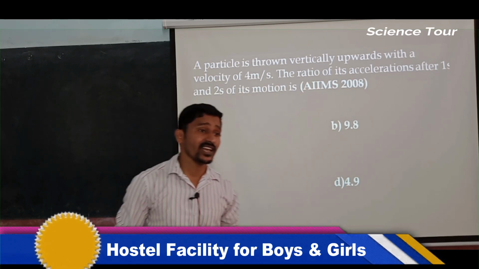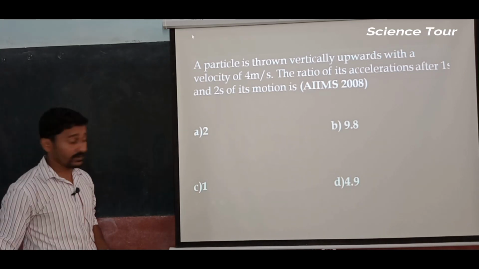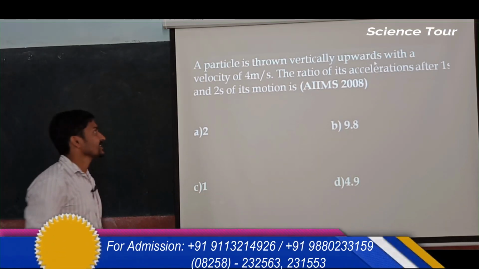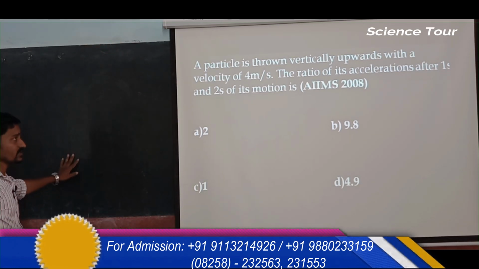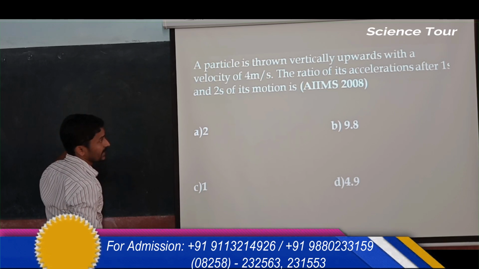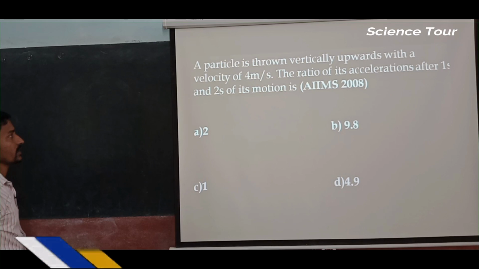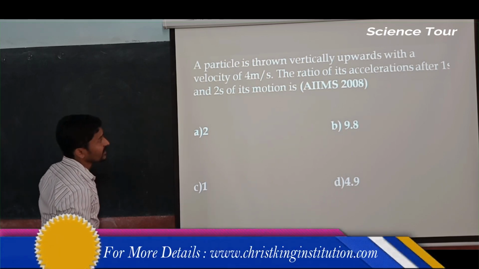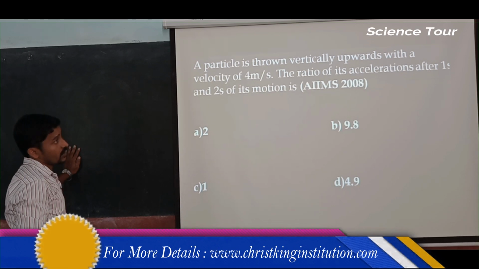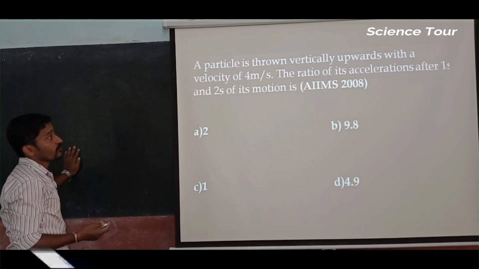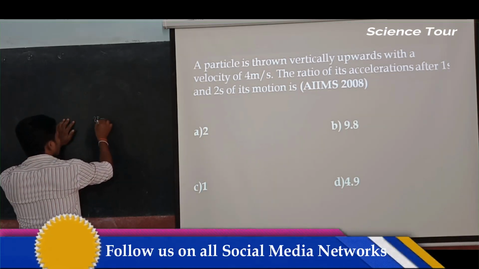By saying this, in between, I am going to move to the next question on the screen, which is: a particle is thrown vertically upward with a velocity of 4 meters per second. The ratio of its acceleration after 1 second and 2 seconds of its motion is. A particle is thrown vertically upwards with a velocity of 4 meters per second. So the initial velocity is 4 meters per second, no?